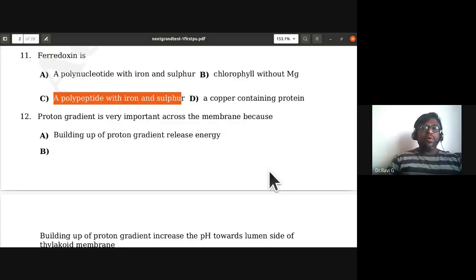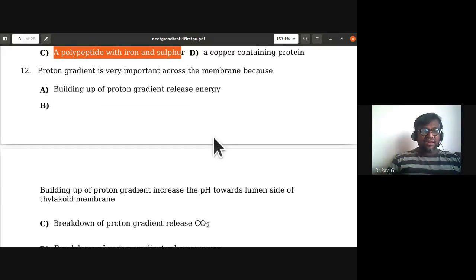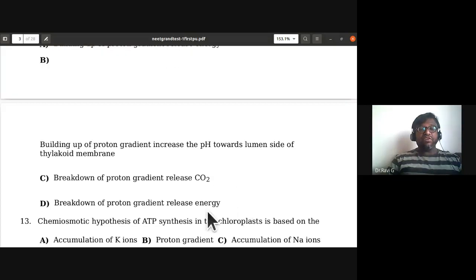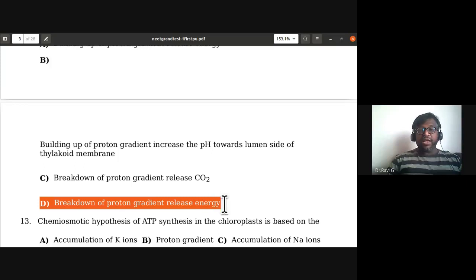Proton gradient, that is the difference in protons across the membrane, is very important. What is the correct reason? Building up of proton gradient releases energy; building up of proton gradient increases the pH towards the lumen side of the thylakoid membrane; breakdown of proton gradient releases carbon dioxide; or breakdown of proton gradient releases energy. See, we have studied the chemiosmotic hypothesis: whenever there is a breakdown of proton gradient, there is release of energy.